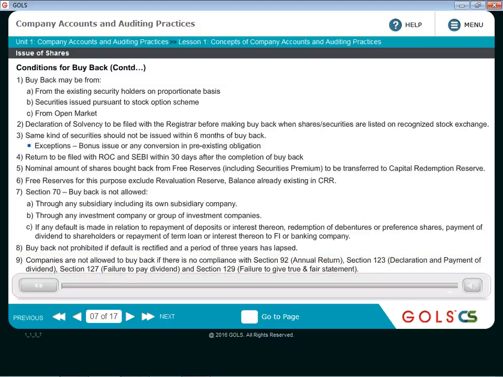So that was all about buyback. For all these things we'll talk about the journal entries at a later stage. First, let us understand the concepts and then we'll talk about the accounting.